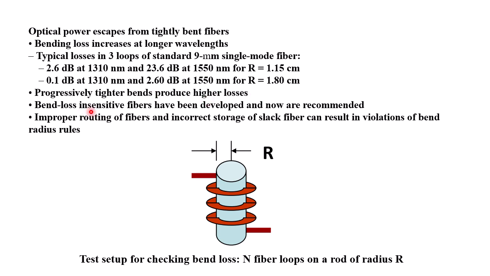Bend loss insensitive fibers have been developed and now are recommended. Obviously, you have to consider the cost. Improper routing of fibers and incorrect storage of slack fiber can result in violation of bend radius rules. So as I said, this type of arrangement is done to measure the bending loss. So you have a number of loops and you measure the amount of optical power, and from that you can calculate the amount of loss due to a single loop, and from that you can calculate the bending loss.